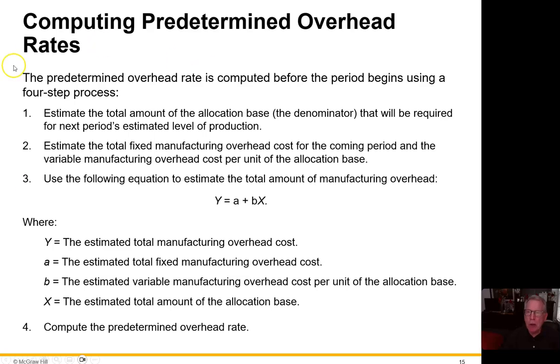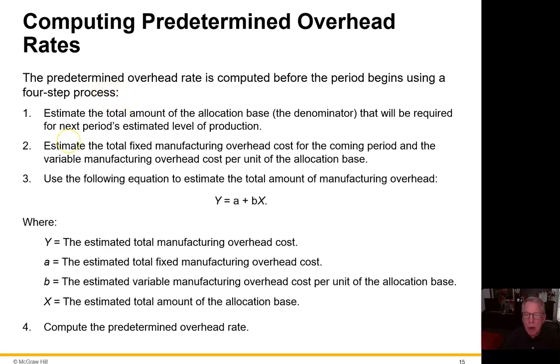In any event, the predetermined overhead rate is computed well before the period begins, using a 4-step process. Number 1, we're going to estimate the total amount of the allocation base. We call that the denominator, and that will be required for the next month's estimated level of production. Then we're going to estimate the total fixed manufacturing overhead cost for the coming period and the variable manufacturing overhead cost per unit of the allocation base.